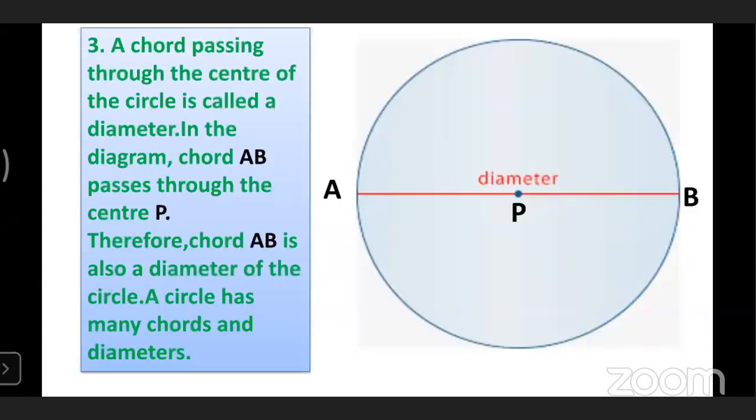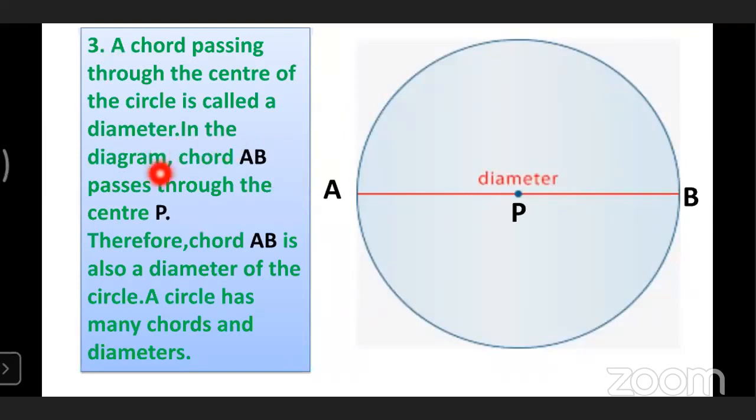Now let's see what a diameter is. It's very important. A chord passing through the center of the circle is called a diameter. Once again, I am repeating, a chord passing through the center of the circle is called a diameter.